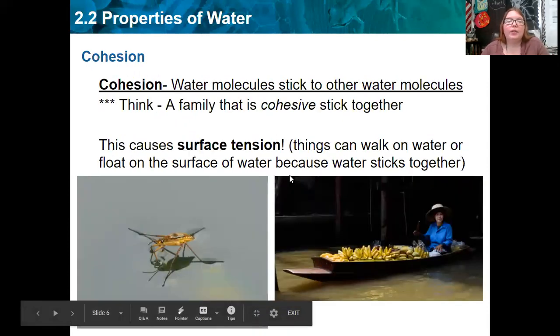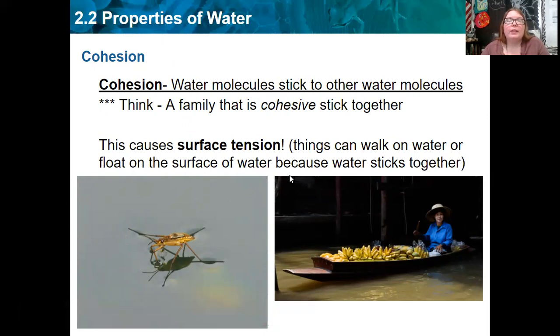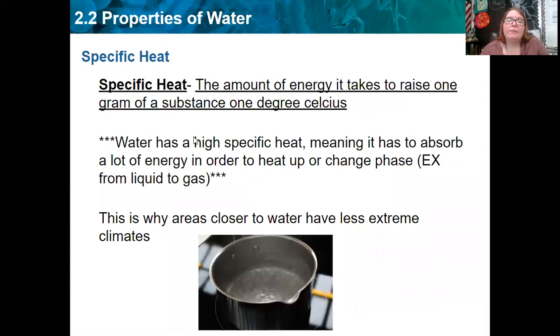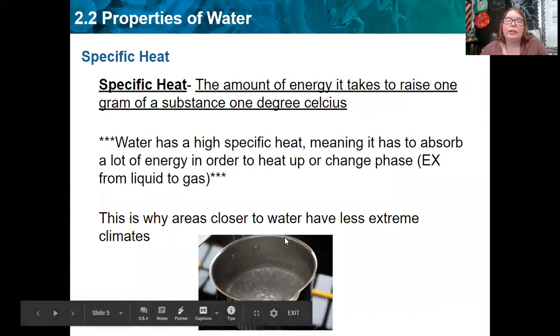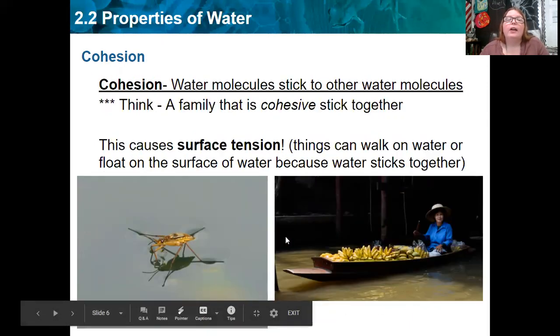Okay, so cohesion. Water molecules tend to stick to other water molecules. So think like a family that is cohesive sticks together. You might have heard of that word in that context, a cohesive family. So this is how we get something called surface tension. So if we go back for a second, so high specific heat was how we get evaporative cooling and boiling water and all that cool stuff.